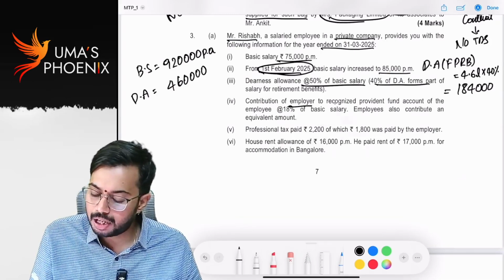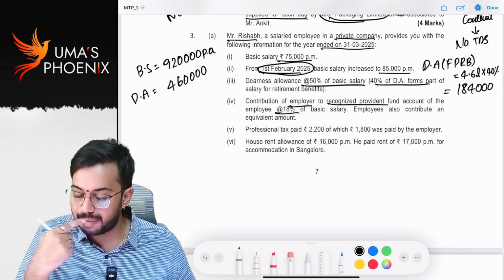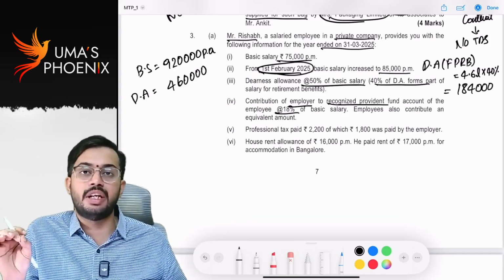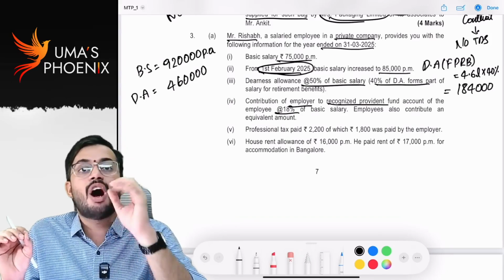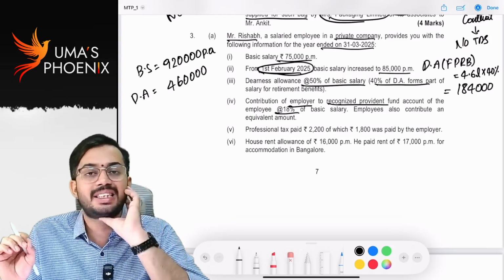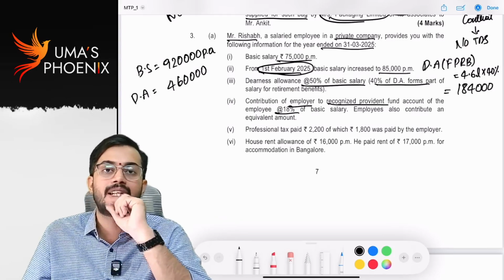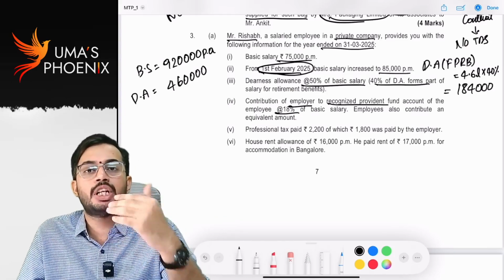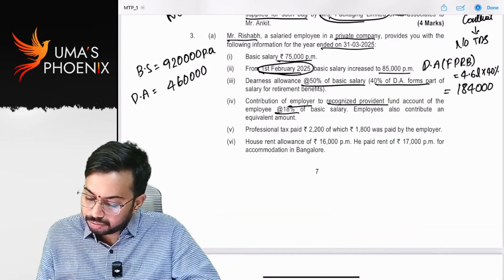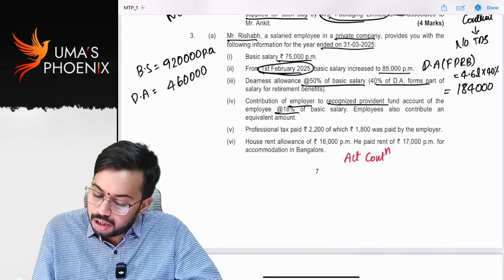Contribution of employer to recognized provident fund account of employee 18% of basic salary. See, up to 12% of contribution exemption is allowed. What is salary definition for recognized provident fund? Salary is equal to basic plus DA forms part of retirement benefits. Up to 12% of contribution exempt, balance is taxable. Am I correct?